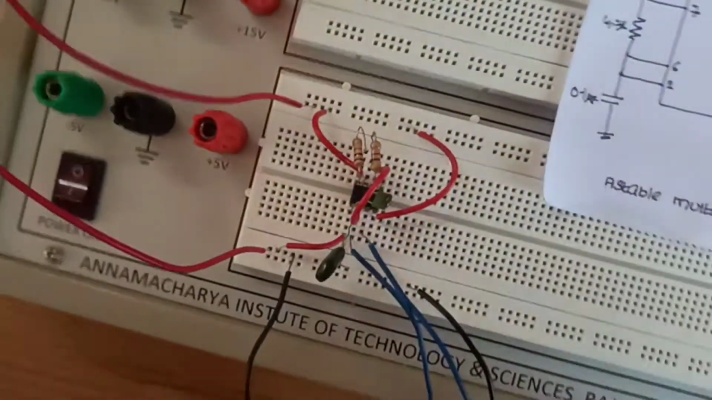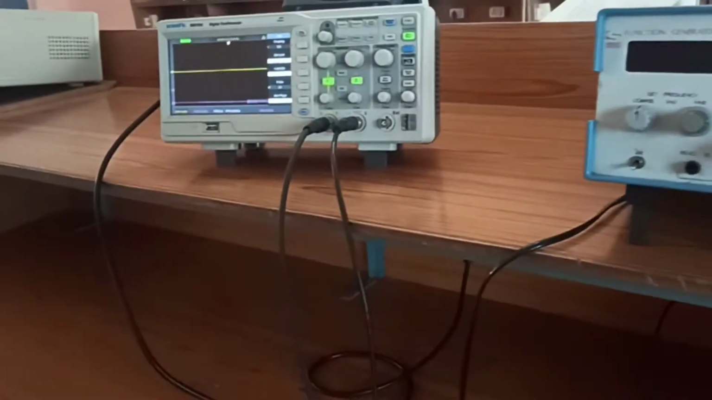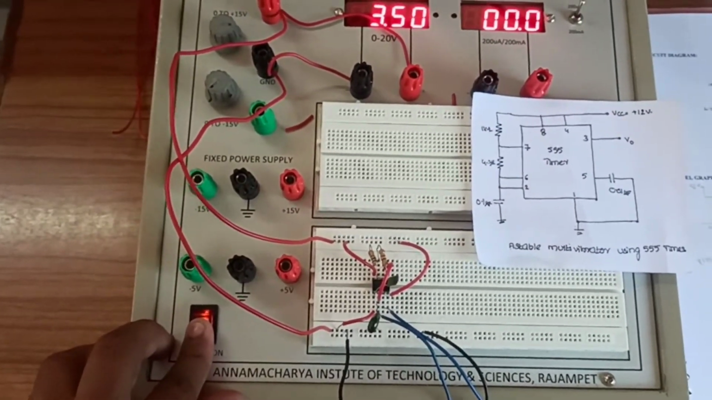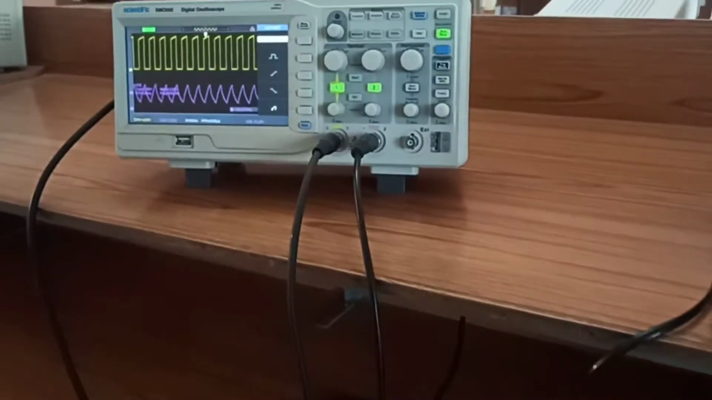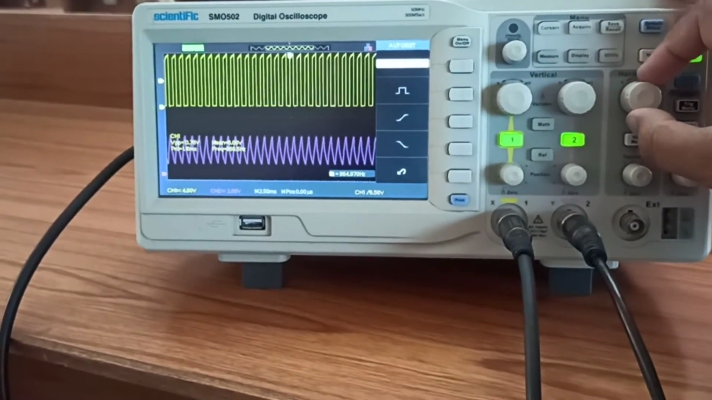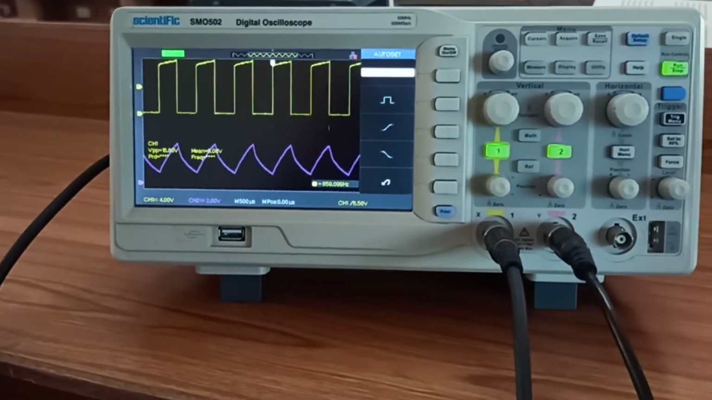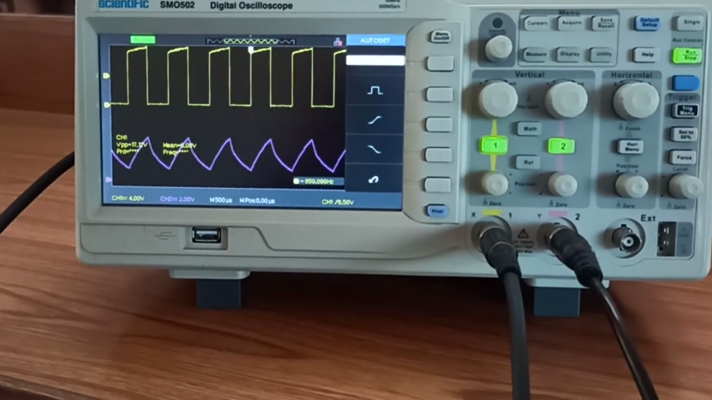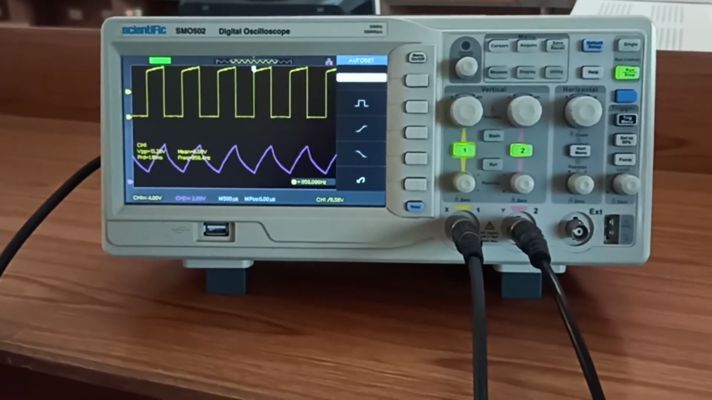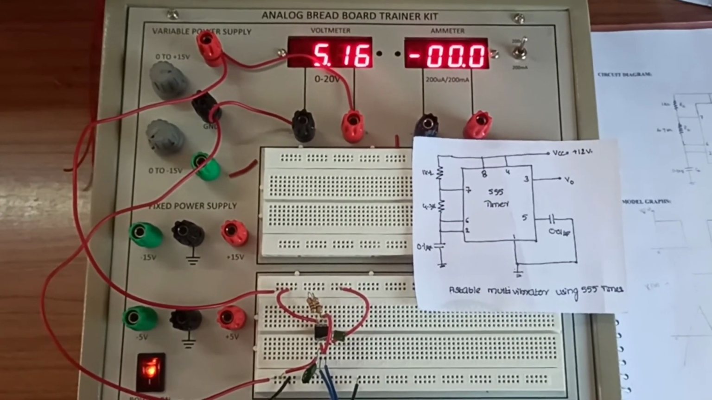Now let us turn on the supply and observe the output waveforms. So as you see, I am just turning on the supply. You can see the outputs here. Channel 1 is connected to the primary output at pin 3, and channel 2 is connected to the voltage across the capacitor, which gives us a sawtooth waveform. So this is how this free running oscillator, which is the Astable multivibrator using the 555 IC timer, is executed.